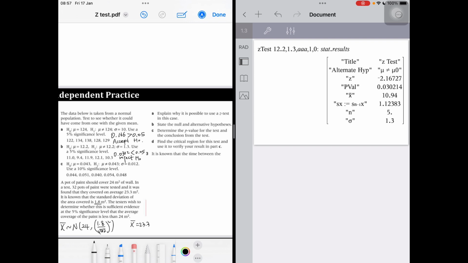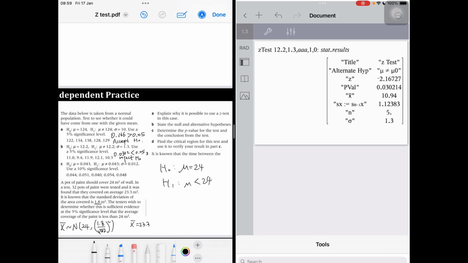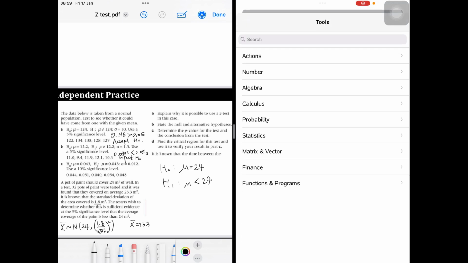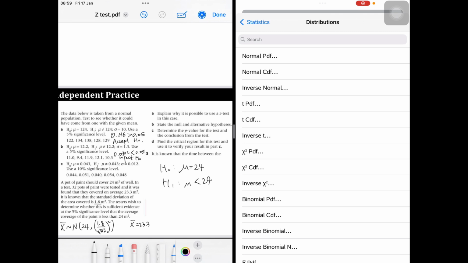So in this case, the null hypothesis is mu equals 24, and H1 is mu is smaller than 24. And determine the p-value for the test. Since I already defined the distribution, I will go for the normal CDF. So go for statistics and distribution and normal CDF.